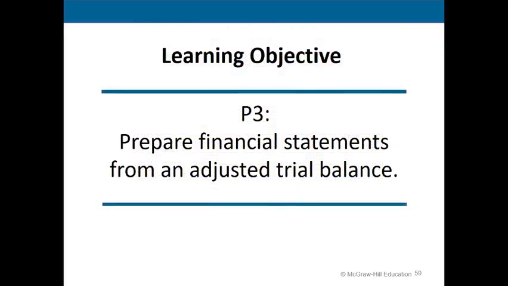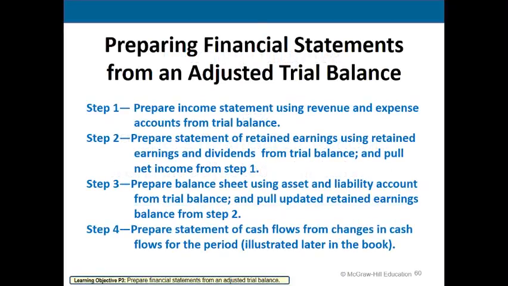Once you've made those adjustments and prepared your adjusted trial balance worksheet, you can take the balances from it and prepare your financial statements in the following order. You want to prepare your income statement using revenue and expense accounts from the trial balance. What you'll notice here is you start preparing income statements using the numbers near the bottom of your adjusted trial balance, because revenues and expenses are at the bottom of your adjusted trial balance.